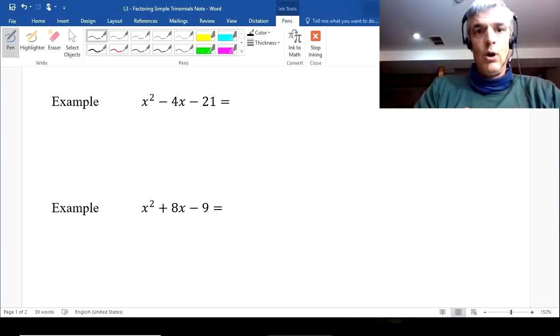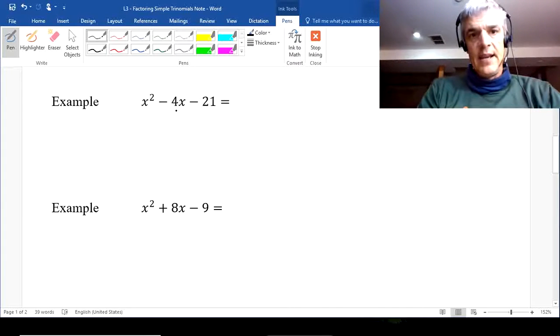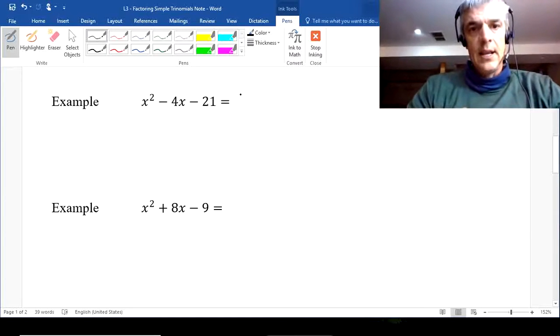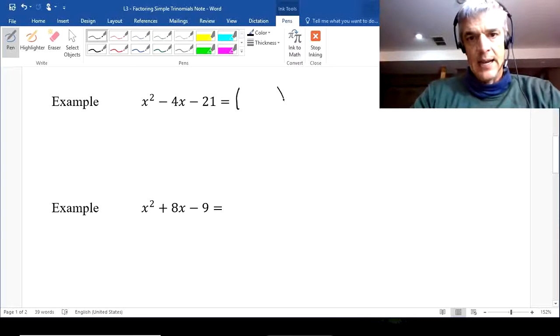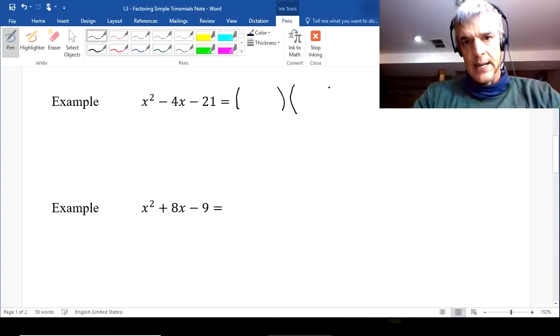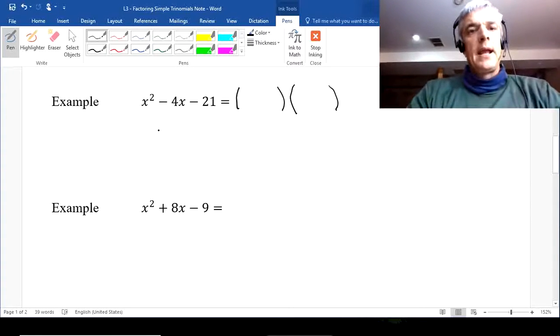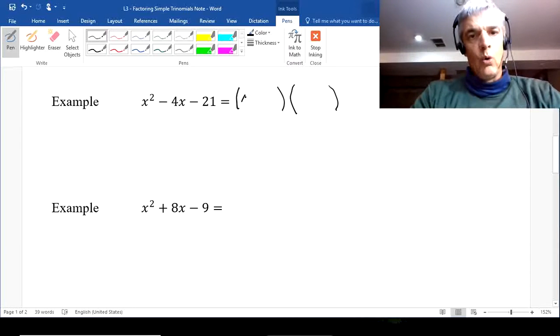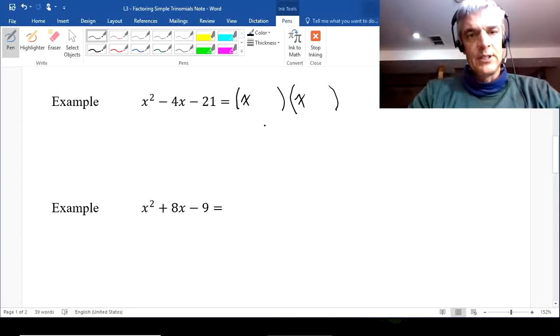And this time, oh wow, it's interesting. I've got a negative and a negative here. But again, I have a trinomial. So once again, I can start by putting in my brackets. Bracket, bracket, bracket. And x and x are the only options to factor x squared. That's the only option I have.